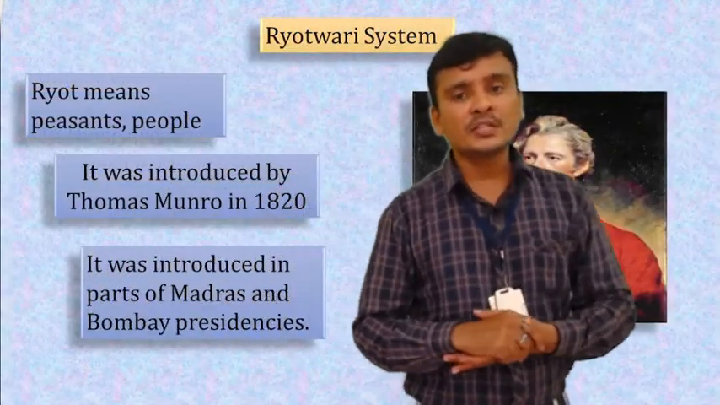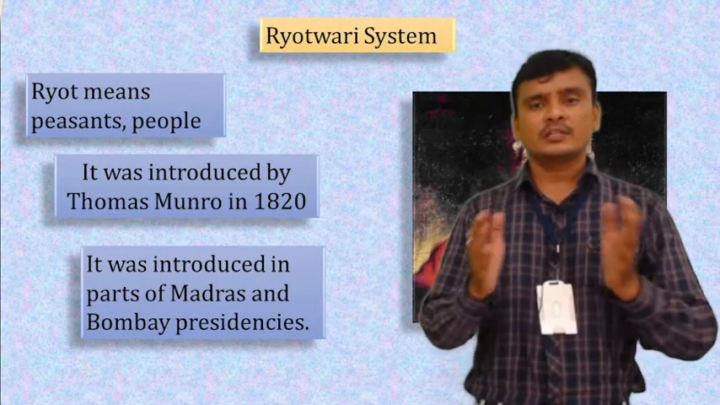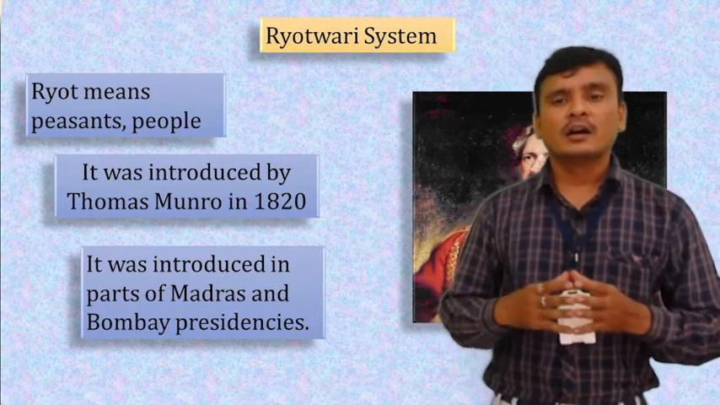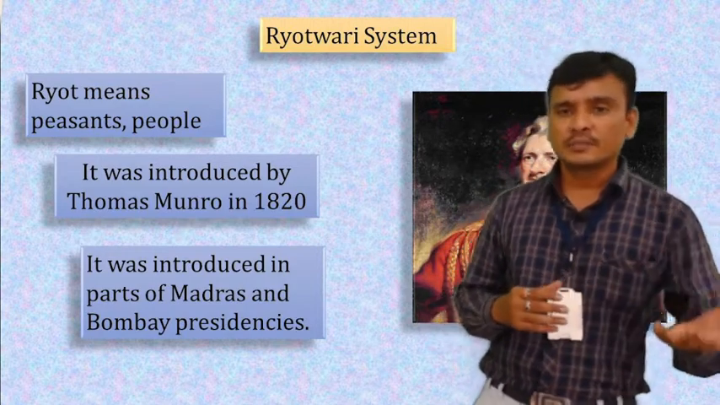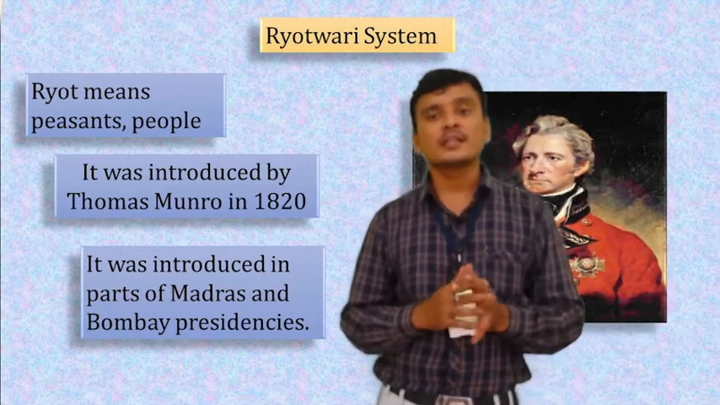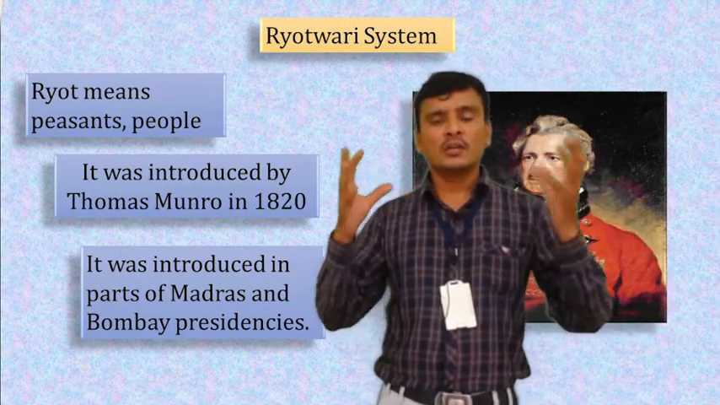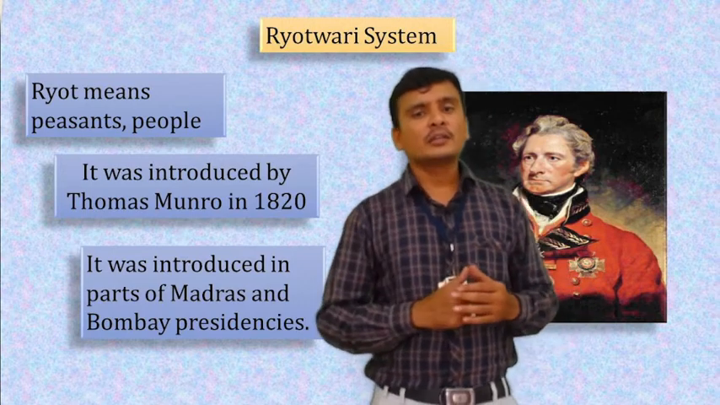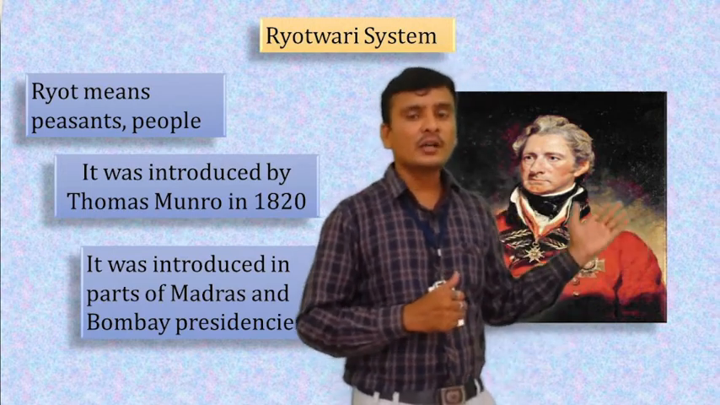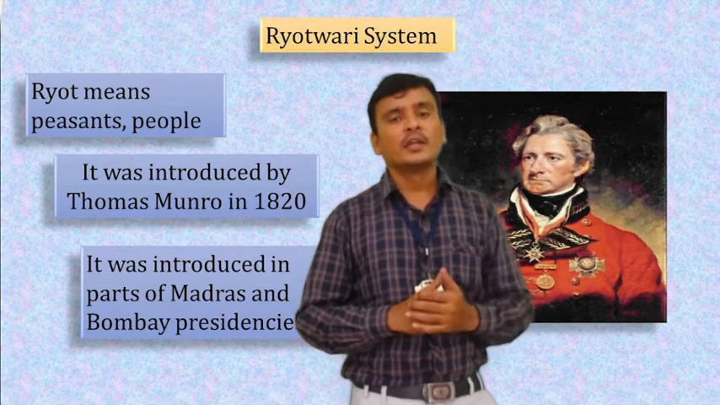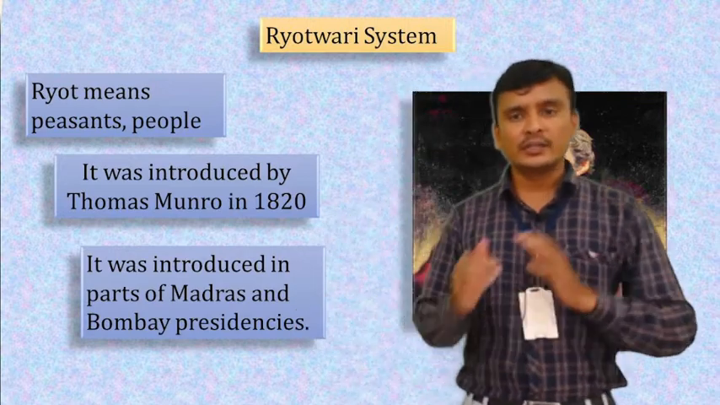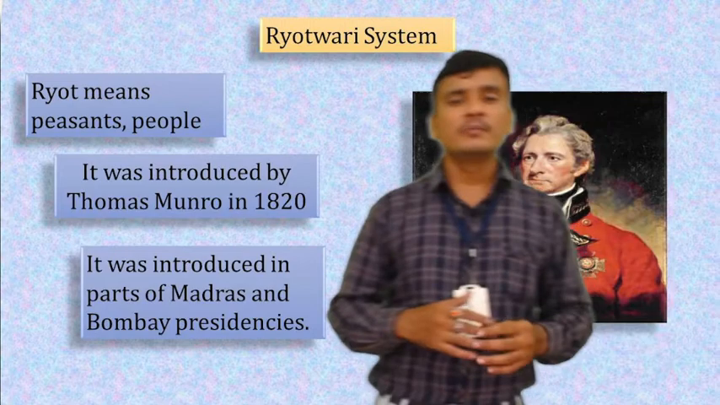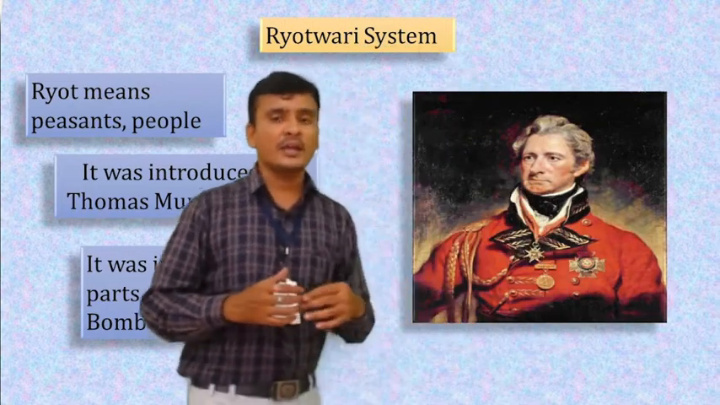Then the third one is the Ryotwari system. Ryot means farmers, people. That's why Chhatrapati Shahu Maharaj and Chhatrapati Shivaji Maharaj used to be known as Raytecha Raja, the king of the farmers. It was introduced by Thomas Munro, one of the governors of Madras, in 1820, and it was introduced in present-day Madras and Bombay presidency.